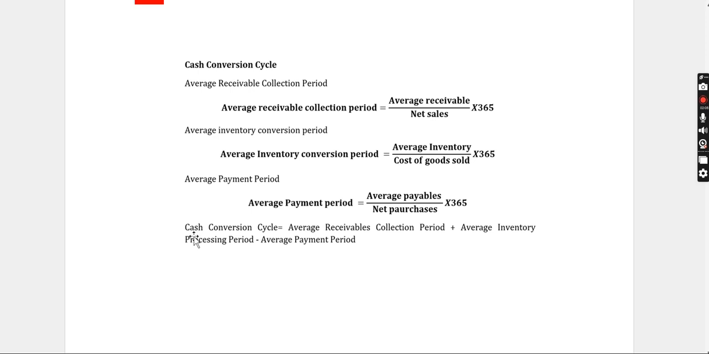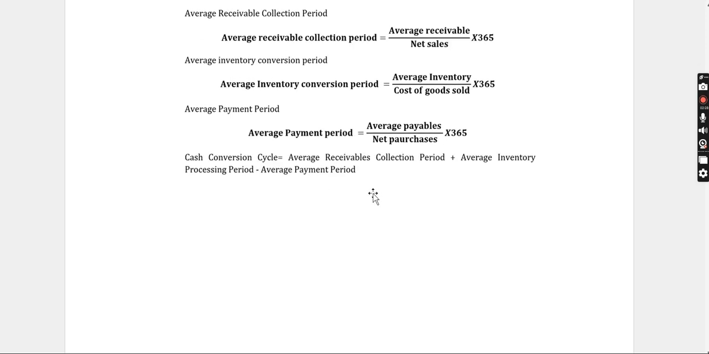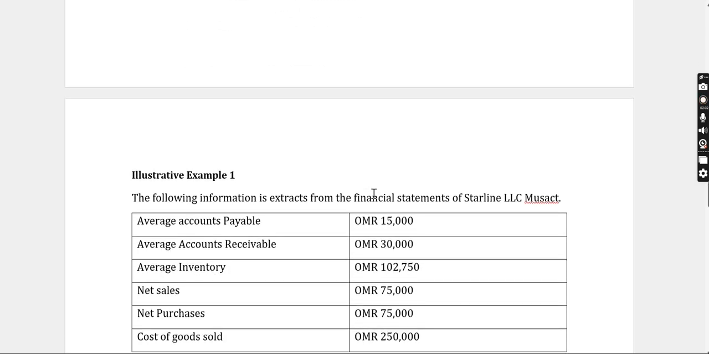Now, the cash conversion cycle will be equal to average receivable collection period, which is the first one, added to average inventory conversion period, which is the second one, minus average payment period, which is the third one. So to make it simpler for you, I prepared this simple example.